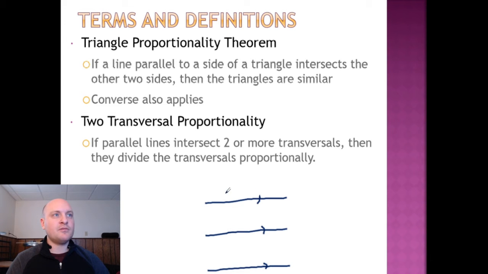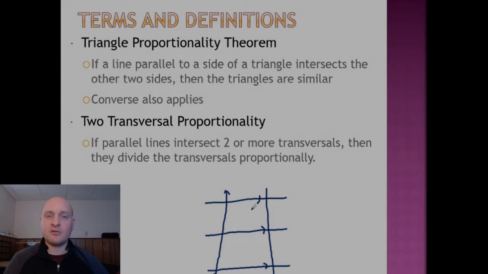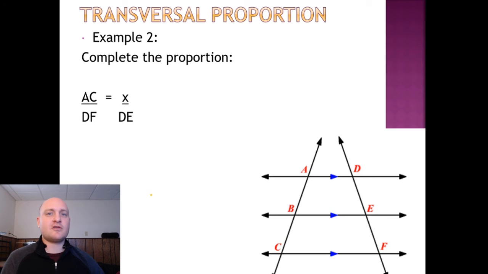When we do, these transversals all fit proportionally to each other. And I think this is another example which will require another example. Notice here that we're just trying to complete a proportion, and in order to do that, we need to know what side lengths we're comparing.